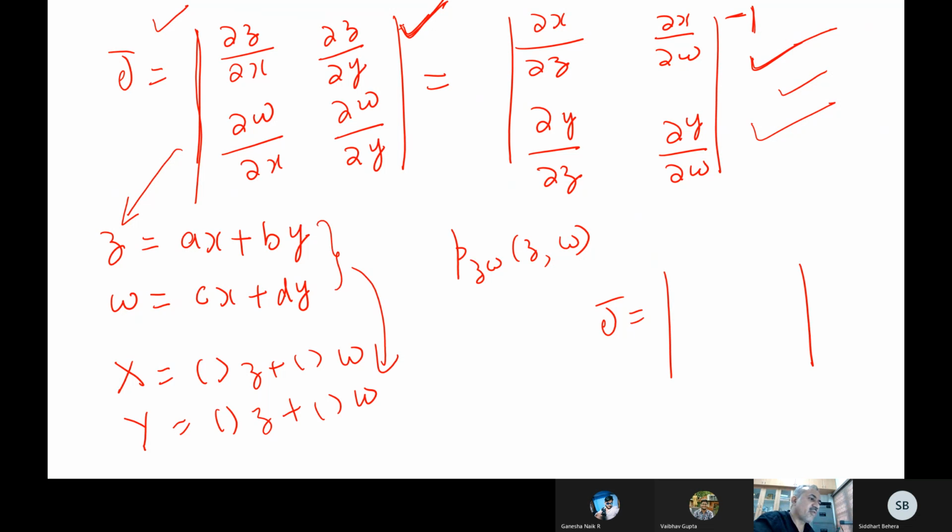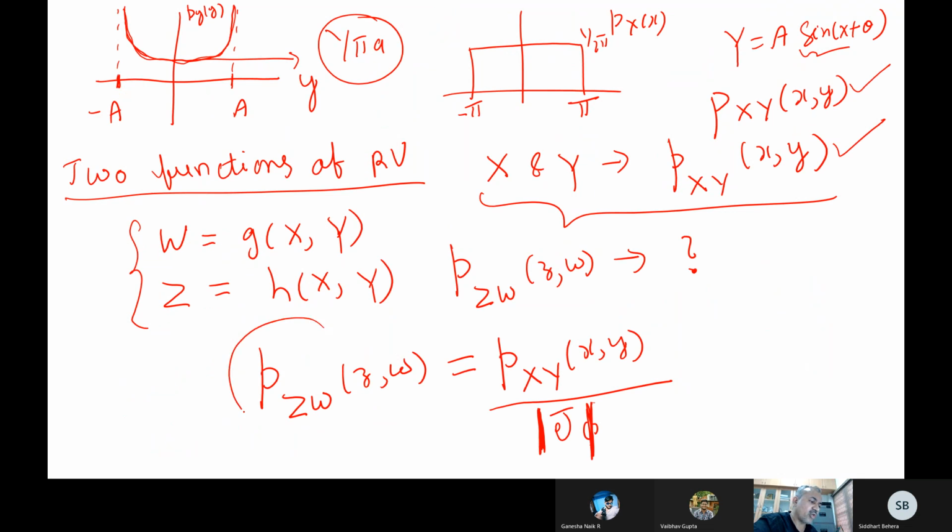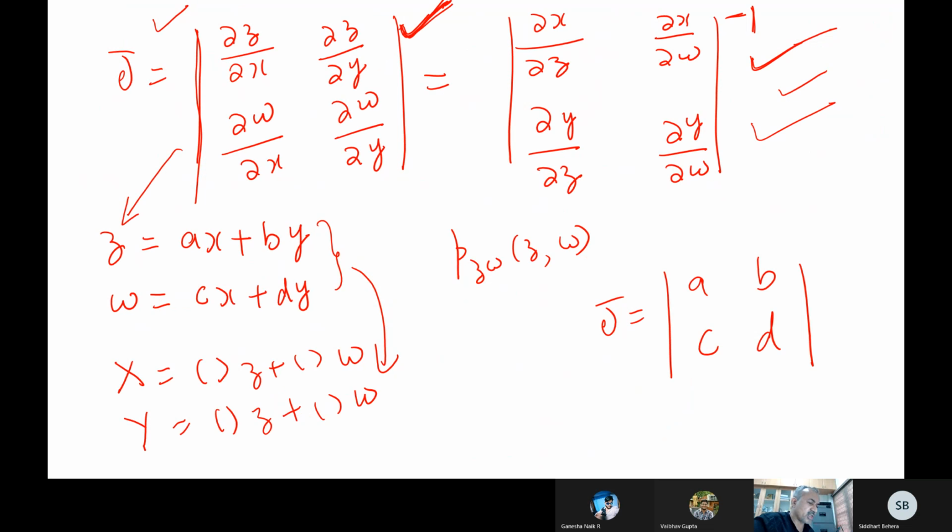And now tell me, if we use this, what will be the Jacobian matrix here? ABCD. So it is a straightforward case. So A, B, C, D. Now you know the Jacobian matrix, so you have to find out the determinant of the Jacobian, the modulus.